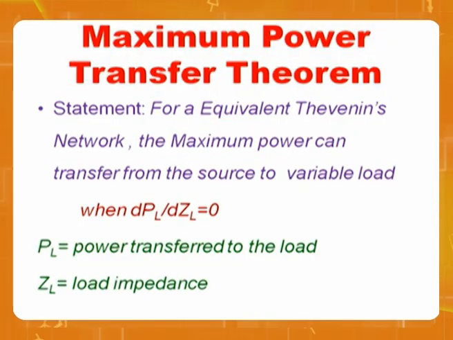Let's go to the last theorem for today: the maximum power transfer theorem. Looking at the idea, for an equivalent Thevenin's network, the maximum power can transfer from the source to the variable load when dPL by dZL is 0. Please remember, whenever we talk about maxima and minima, we differentiate. This is a general question that everybody asks: sir, why do we differentiate?